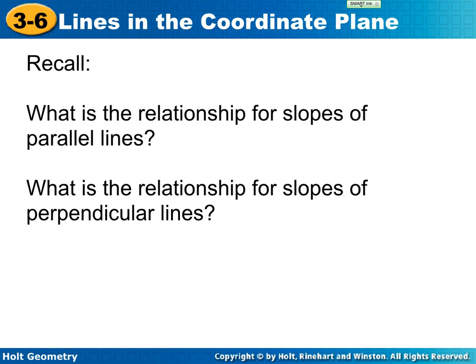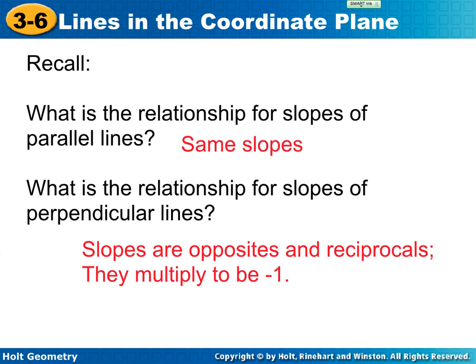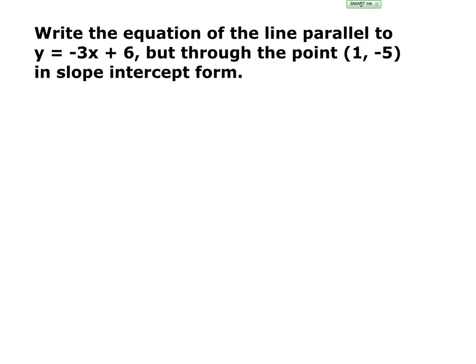For the next part, let's review: what's the slope of parallel lines, what relationship do they have? Parallel have to be the same. Perpendicular? They do intersect, but the slopes have to be opposite signs and reciprocals. In other words, if you multiply them together, you get -1. Okay, that's important because here's the type of question now.